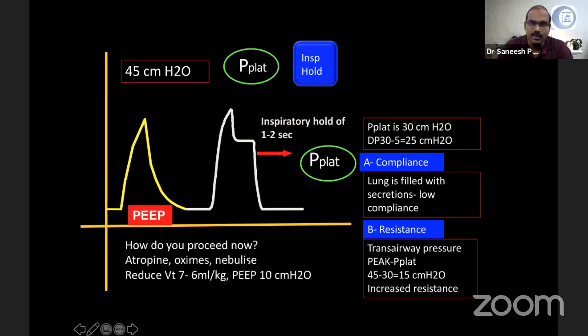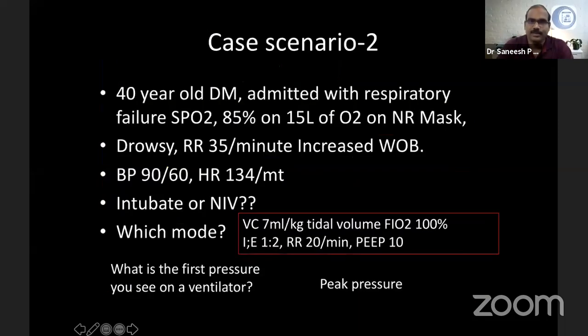So how do you proceed now? We have to institute the lung drying measures like atropine, oxygen, and again to tackle the increased resistance, you have to start nebulization. And for the time being, reduce the tidal volume to 6 to 7 mL per kg, probably increasing the PEEP a little bit. Also we will try to drive away the water from the lungs. So each measure you take should have an objective. Clear? Fine. Okay. So who is taking the next case scenario?